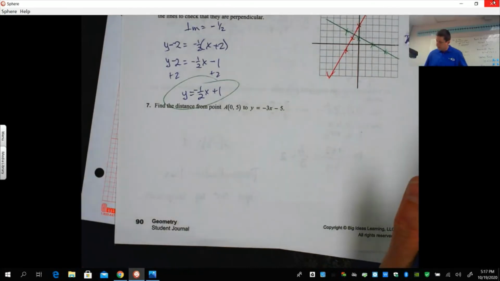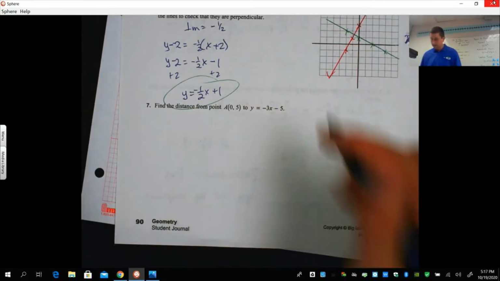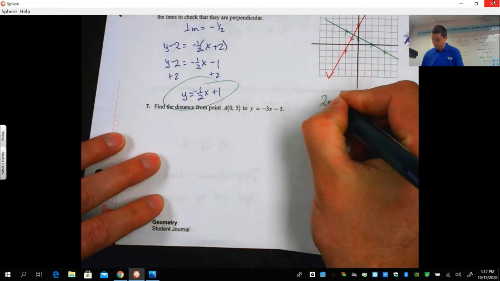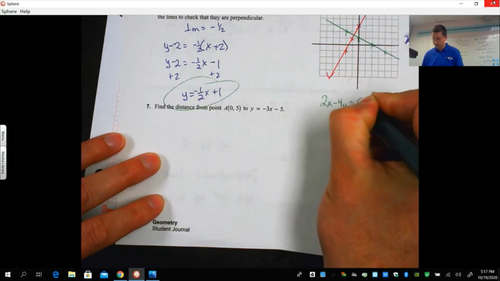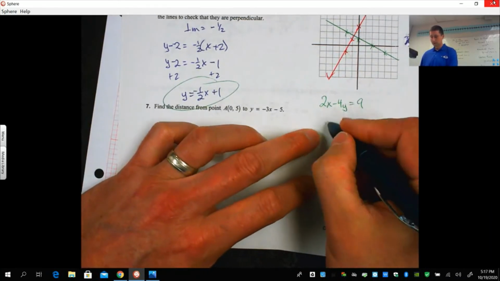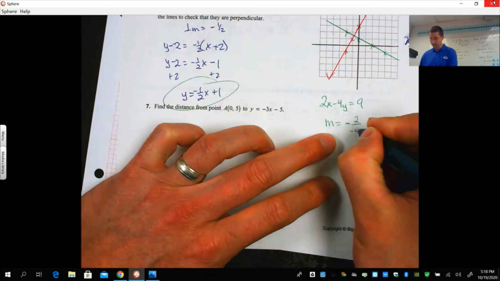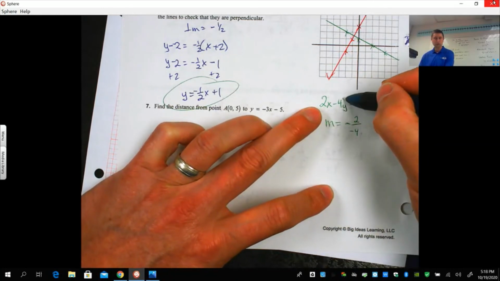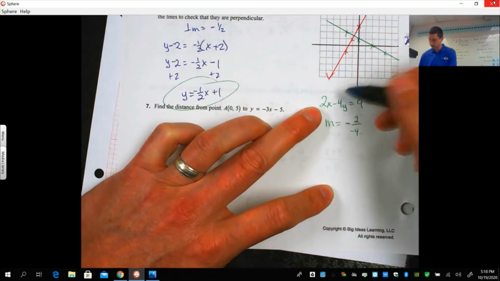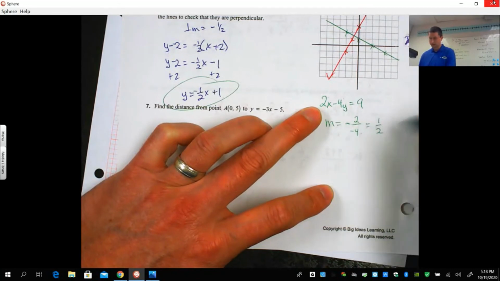Find the distance. Before we go on there, keep in mind, if they give you equations like 2x minus 4y equals 9, if you're in standard form, your slope is going to be the opposite of 2 over negative 4, the opposite of A over B. You can also solve for y if you remember doing that. So this slope is positive 1/2. This slope is positive 1/2.